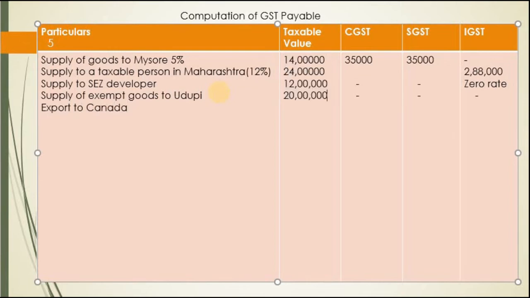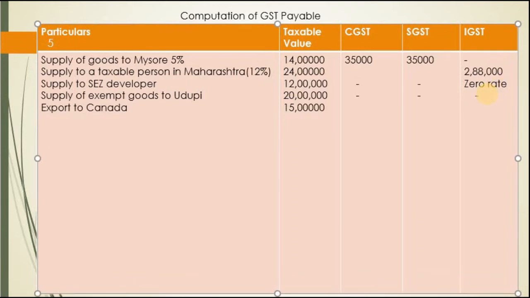But the value is 15 lakh, but the tax is nil. So again, let's write in the IGST column, it has to be written. So let's write in the IGST column zero rate. So export supply, SEZ supply, everything has to be written in the IGST column. So IGST has to be paid because these are the special transactions.